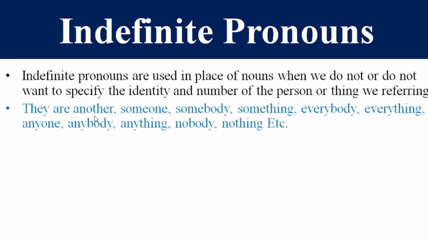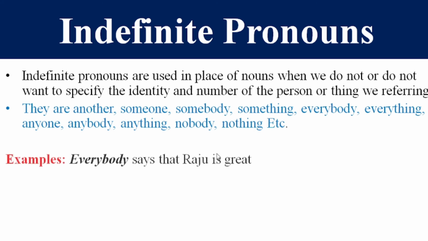So look at what are the indefinite pronouns. They are another, someone, somebody, something, everybody, everything, anyone, anybody, anything, nobody, nothing, etc. Look at the examples. Everybody says that Raju is great. So here, who is saying, we don't want to specify or show that. In this case we use indefinite pronouns.